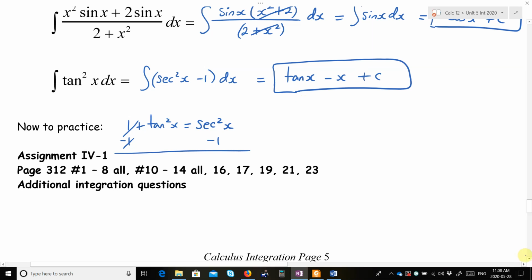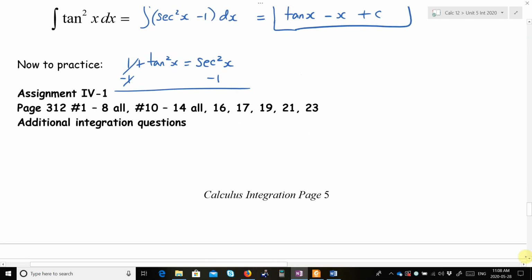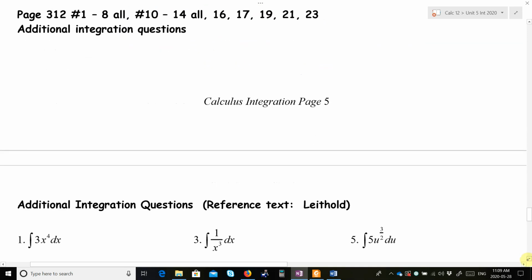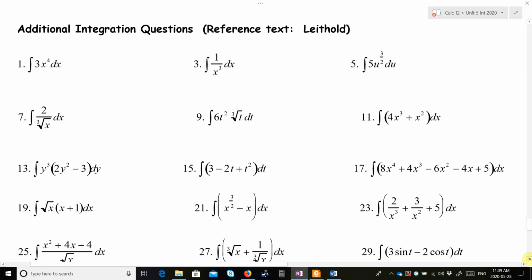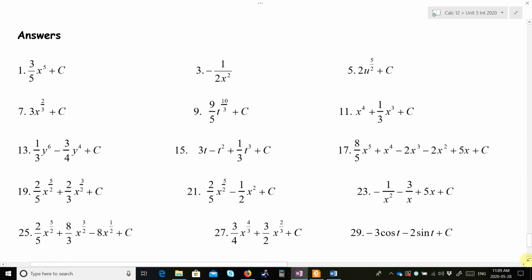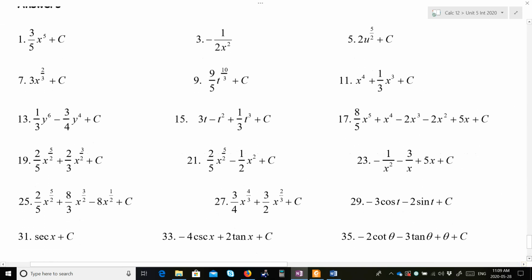Okay, so that is integration day 1. There's an assignment here from the textbook that you can try. Answers should be on my website in the integration folder. And there are some additional integration questions here as well, with an answer key at the bottom.